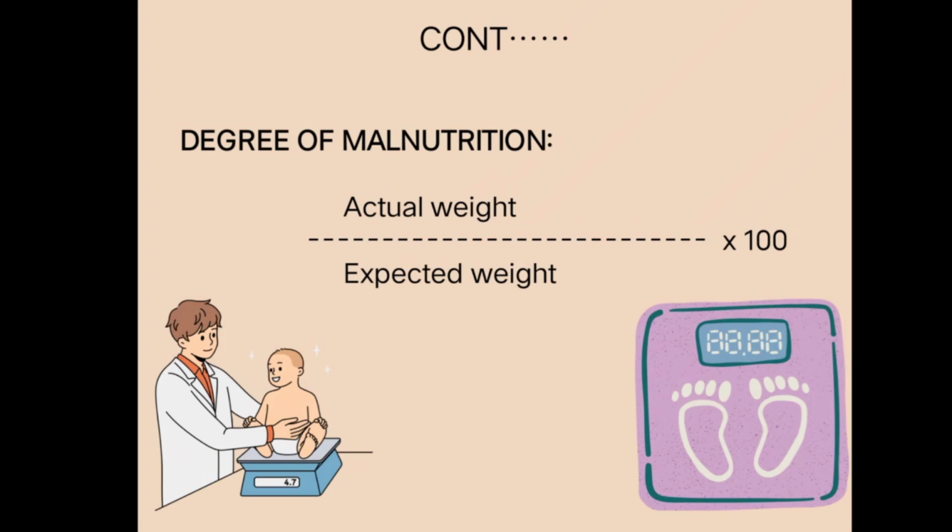By checking all these anthropometric measurements, we will apply them in the degree of malnutrition formula, that is, actual weight by expected weight into 100. Actual weight is exactly what the baby weighs when we measure on the weighing machine, and expected weight is obtained by employing the formulas for each and every age group. Based on that formula, you will come to know the value in percentage. Then with that percentage we will categorize the children according to the malnutrition.